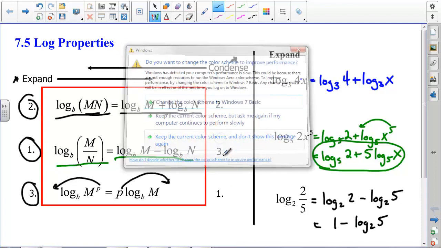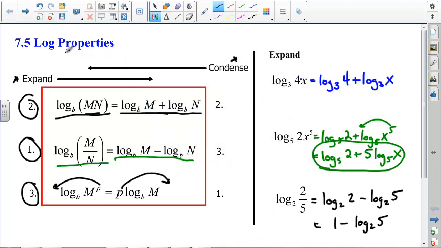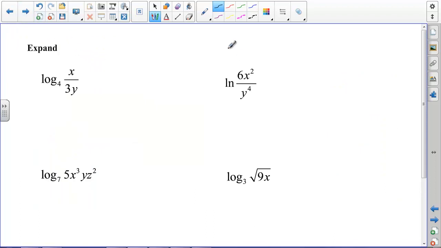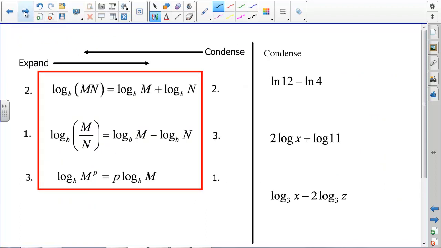All right, sorry about that. So that's expansion. We could do some of these examples, but I'm probably going to save that for another video.